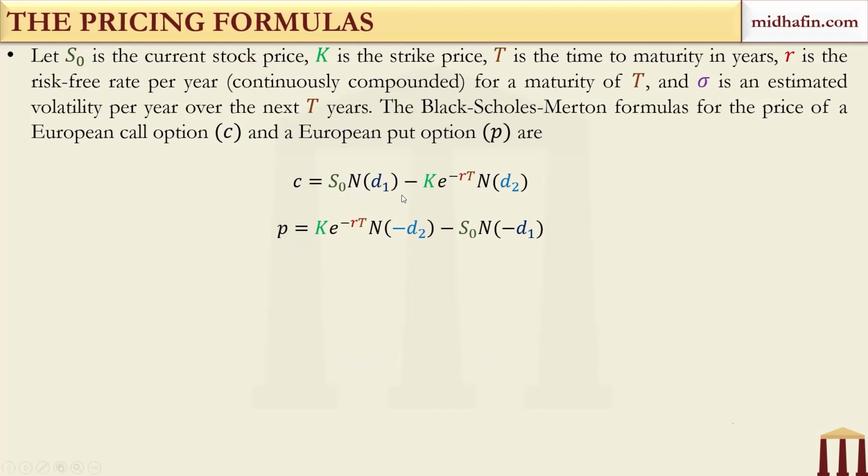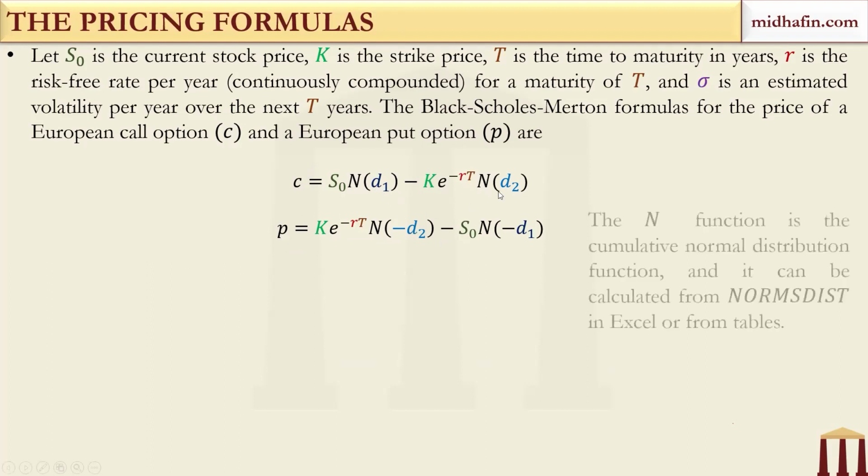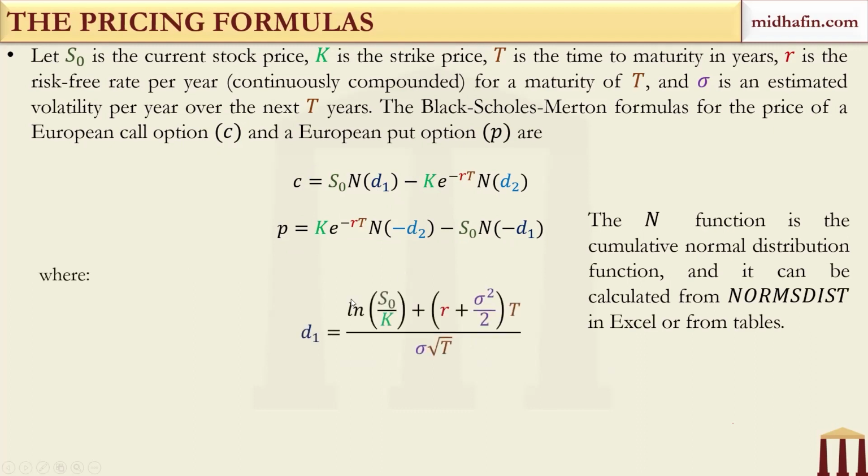C is S0 N(d1) minus K e raised to the power of minus RT N(d2), and P is given as K e raised to the power of minus RT N(minus d2) minus S0 N(minus d1). Now what are these d1 and d2? Values are calculated quite easily. d1 is given as ln of S0 by K plus R plus sigma square by 2 times T, divided by sigma root T. Okay. d2 has a lengthy formula too, but a short formula also exists, which is d1 minus sigma root T. So if you have calculated d1 already, you can use this relationship to find the d2 value.